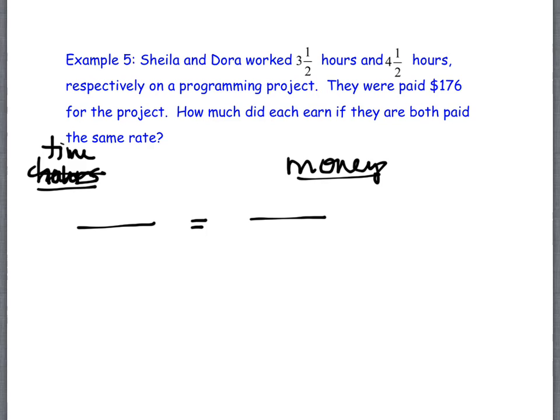Okay, and we're comparing two people as well, correct? We're comparing Sheila's situation versus Dora's situation. I'm going to put Sheila on top, just because she's first, and Dora on bottom. Now, the left-hand side of this proportion is the easier one, because you know that information. How much did Sheila work? 3.5. And I'm going to put 3.5 just for what we're working with here. What about Dora? 4.5. If you want to work in fractions, that would be fine.